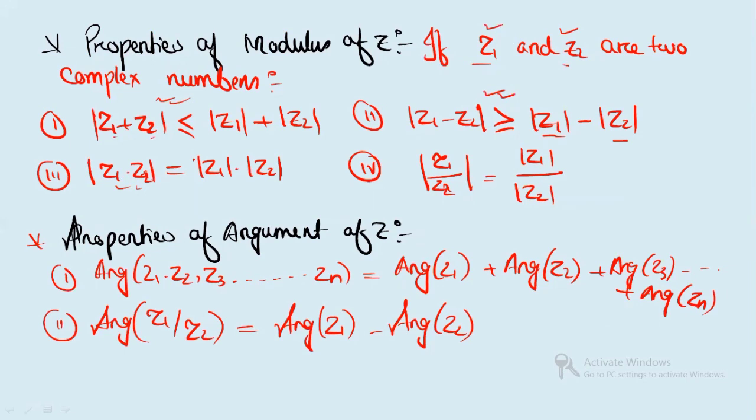All right, z1 and z2: modulus of z1 into z2 equals modulus of z1 into modulus of z2. And similarly for division, modulus of z1 by z2 equals modulus of z1 divided by modulus of z2. The argument property is the same as that of logarithm. Here the multiplication will change into addition, and division will change into subtraction.